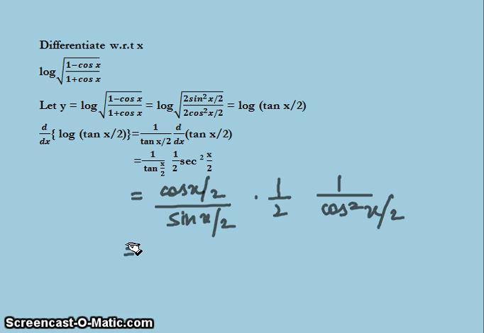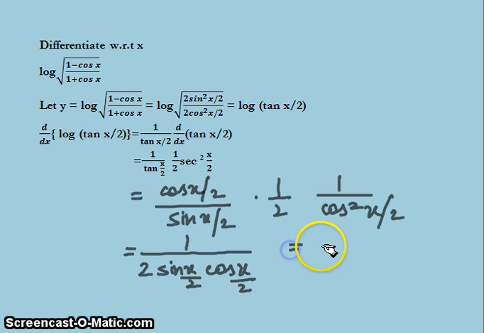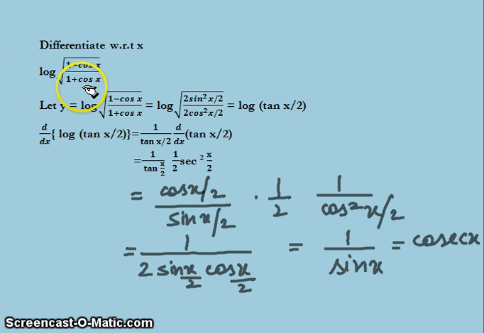This gives us 1 divided by 2 sine x by 2 into cos x by 2, which is equal to 1 by sine x. And since 1 by sine x is equal to cosec x, therefore differentiating the term log root of 1 minus cos x divided by 1 plus cos x gives us cosec x as the result.